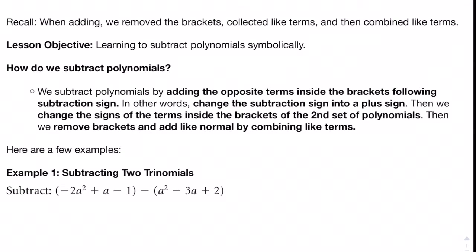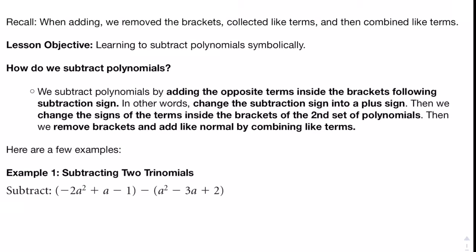What we need to do with subtracting is take the second polynomial. Usually when we're adding polynomials, there's the first one and the second one. But here we take the second one and change the signs of each term. If a term was positive, we change it to a negative. If it was negative, we change it to a positive. The reason is that subtracting is really just adding the opposite sign. So let me go through an example here.